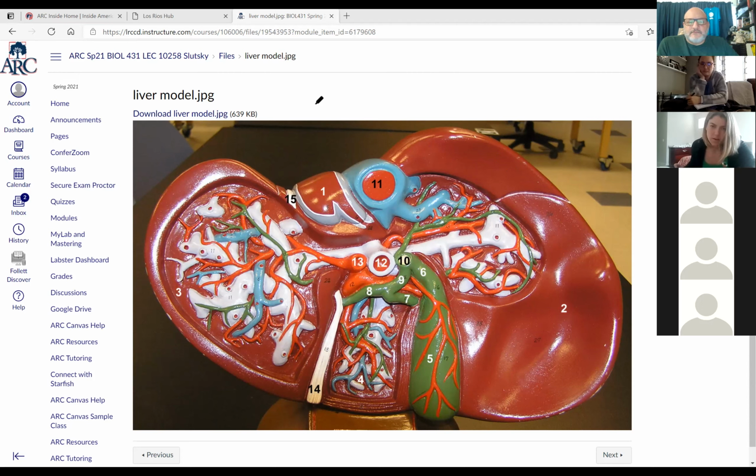Rich, poor, and mixed. Close. You've absolutely got the right idea. Let's start easy. What do you think blood vessel 13 is right here?